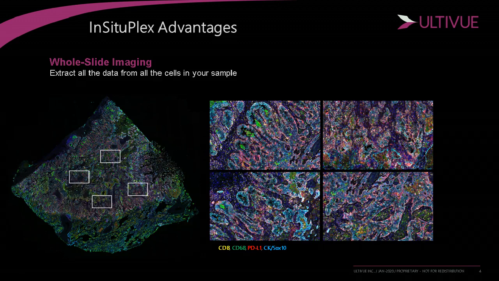So the first one is that we can perform whole slide imaging. And this allows us to extract all the data from all the cells in each sample. This is particularly important when we work with tumor samples that are already highly heterogeneous. And of course, once we have the whole slide image, we can still annotate regions of interest, and then we can decide if we want to perform analysis on the entire tissue sample or just on the annotated regions made by pathologists.